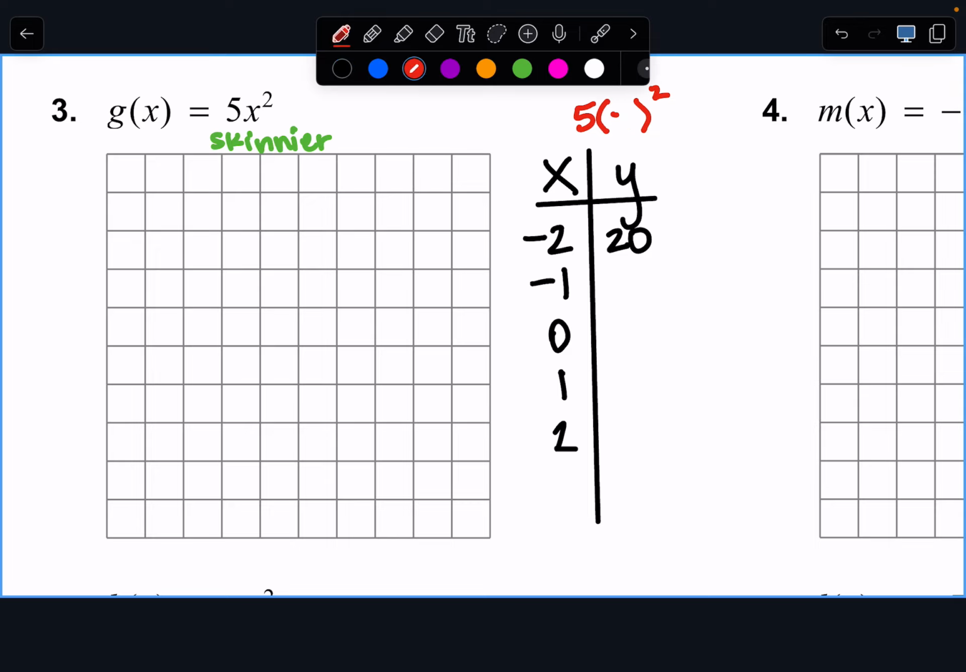Okay. Now we're going to plug in -1. Remember, we do the exponent first. -1 squared gives us times 5. What's going to happen when we plug in 0? We're going to get 0. What's going to happen when we plug in 1? Oh, we're going to have some symmetry, aren't we? What about when we plug in 2?